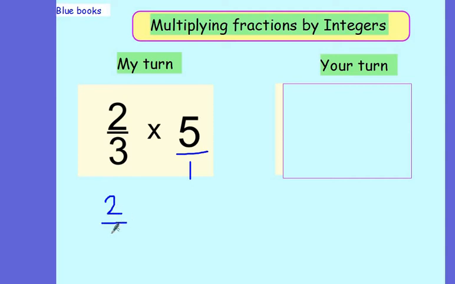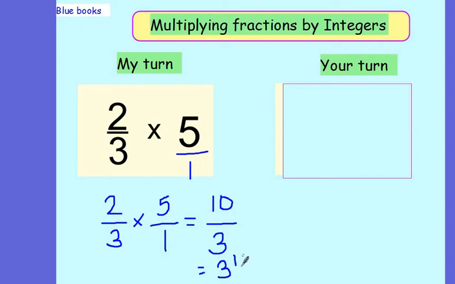So I'm now doing the sum, 2/3 times 5/1. And we spotted that to do this, we just multiply our numerators together. 2 times 5 gave me 10. And multiply our denominators together. 3 times 1 gave me 3. I could write that as a mixed number if I wanted to. How many 3's are there in 10 for me, Ava? 3, lovely. And I've got 1/3 left over.